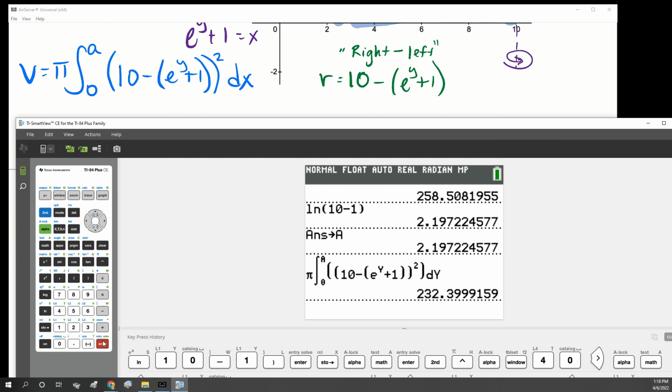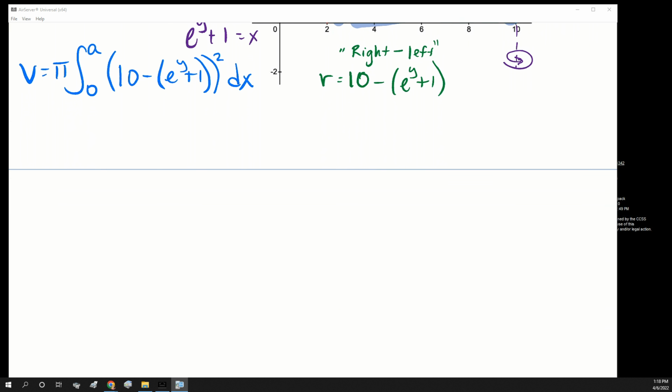All right, and you guys should really practice typing this in also, because in class, there are a lot of people who are really struggling typing in the integrals. I hope this helps.